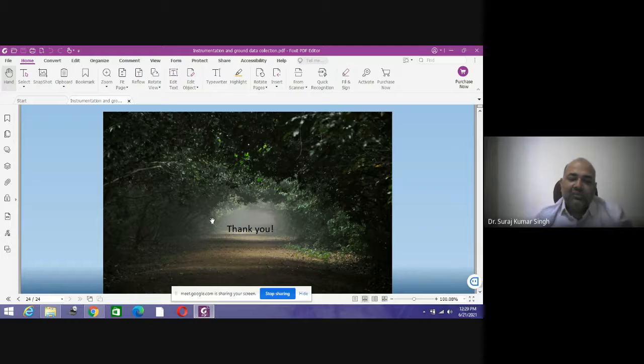So that's why field verification and instrumentation are very important, as your satellite data is important, as your various secondary data is important. So with this, I will end today's lecture on instrumentation and the importance of ground truth data in remote sensing and GIS. With this, I'll conclude my presentation.